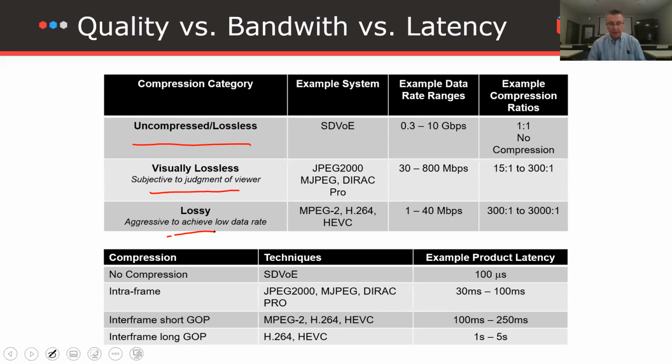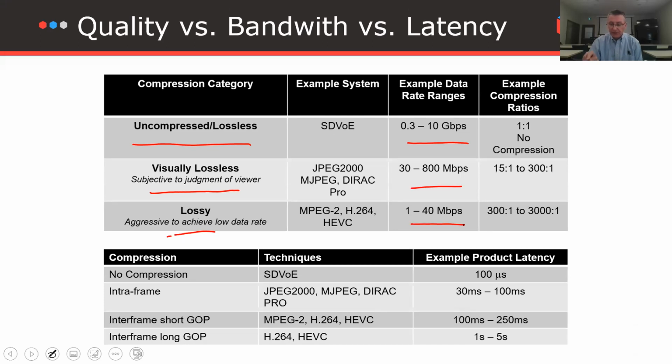On the bandwidth side, this quality costs. Over here, this is why SDVOE needs a 10 gig network, because it's uncompressed or mathematically lossless. So it needs that 10 gig network to look after the bandwidth. For JPEG 2000, that number is almost always below 1 gig. And because it's below 1 gig, JPEG 2000 fits nicely on a 1 gig network. And there are different rates that you can use depending on your application.